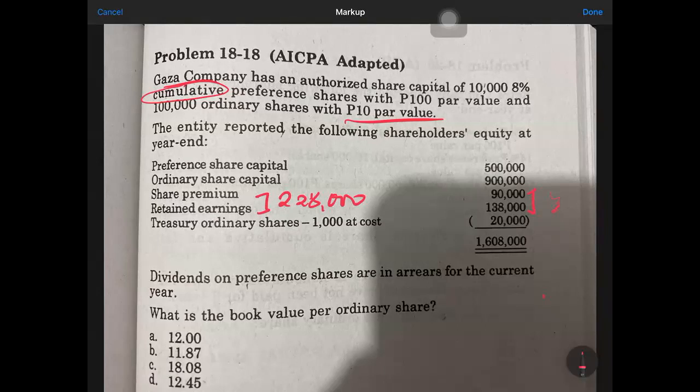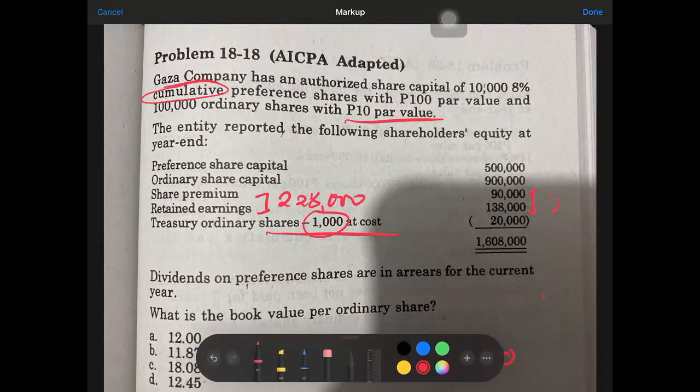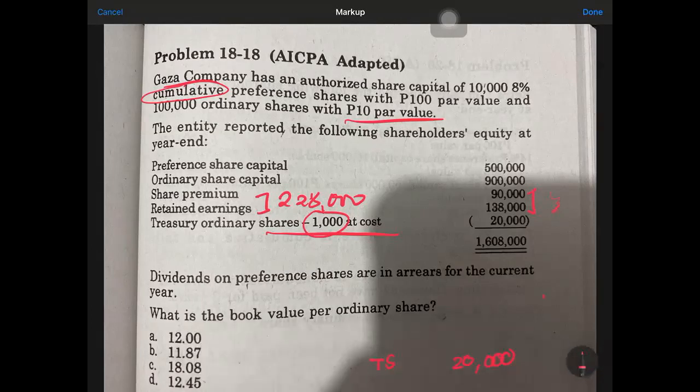Since treasury ordinary share, our assumption is, di ba, retirement. So, ato ning i-retire 1,000 treasury share at cost of 20,000. So, gani entry nato upon retirement. So, we credit the treasury share at cost, 20,000. Then, we debit ordinary share. Pila na ka share? 1,000 times par niya nga 10 pesos. So that's 10,000. So kulang imong debit. Kinsa gid nato first priority.